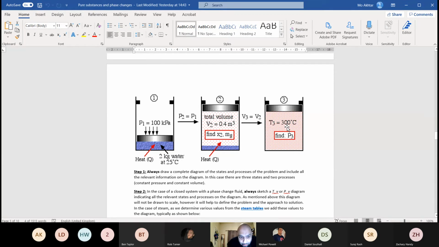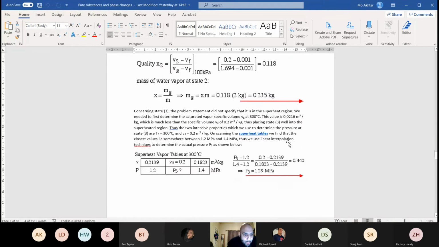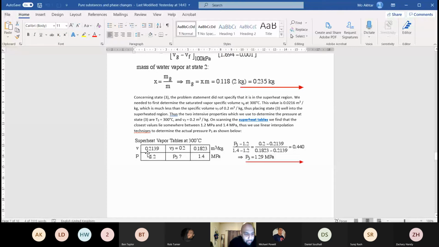Does that make sense, everybody? So what we can do is plot a graph. We can say V3 is 0.2, but what's the pressure at that point? So let's go to the superheated tables now.